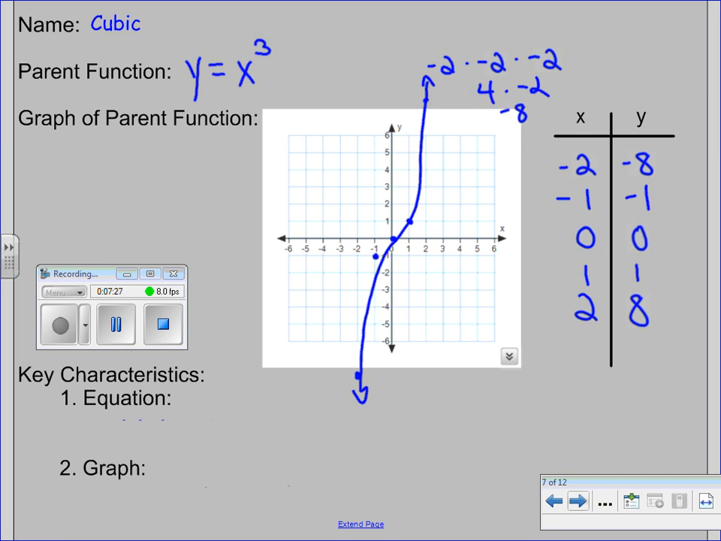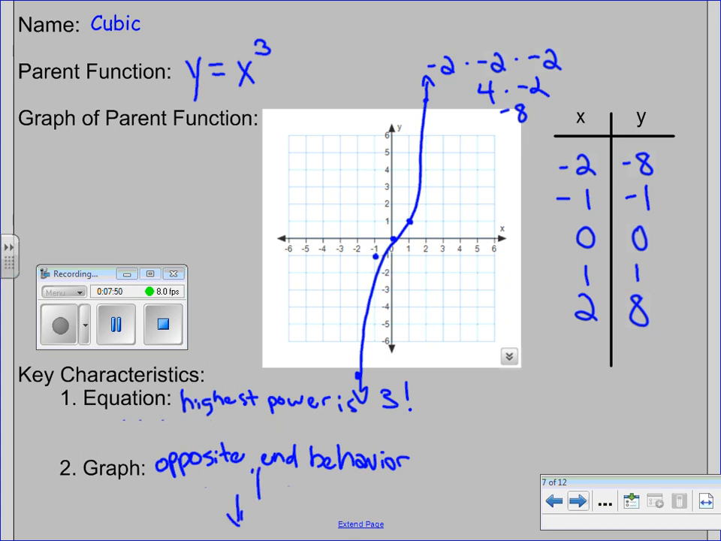So how are we going to recognize the equation? The highest power is 3. Okay, how are we going to recognize the graph? Well, it definitely should have opposite end behavior. So that means when you're looking at your arrows of your graph, they should be going in opposite directions. One should be going down and one should be going up, or vice versa.